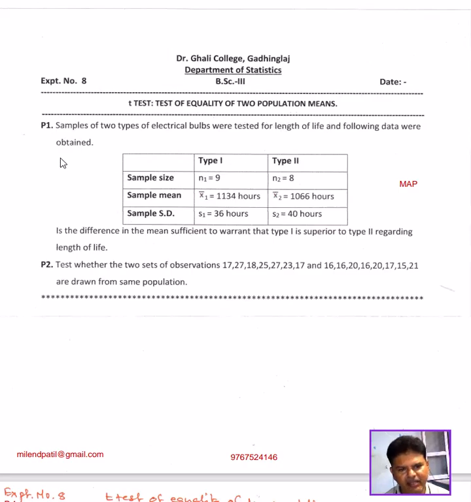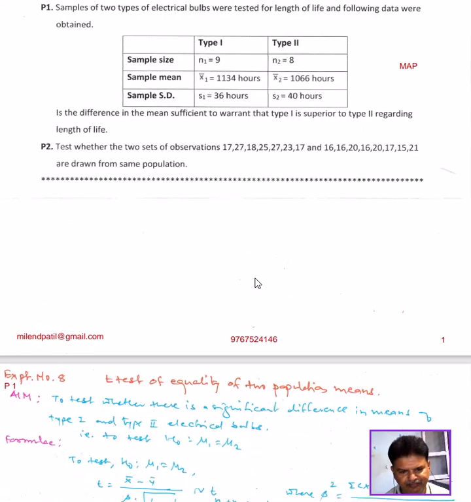See, there are two examples. In the first example, the data is given. The values of n1, n2, x bar 1, x bar 2, s1, s2 are given. But in the second example, we are given the sample values. So in the second example, we need to calculate the values of x bar 1, s1, x bar 2, and s2. Right? How to solve this example?